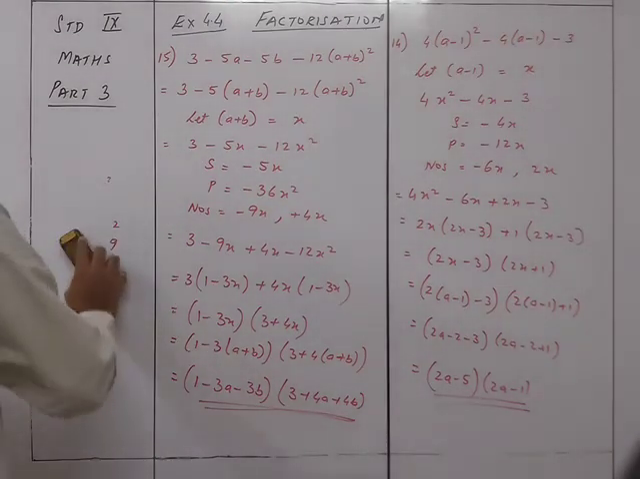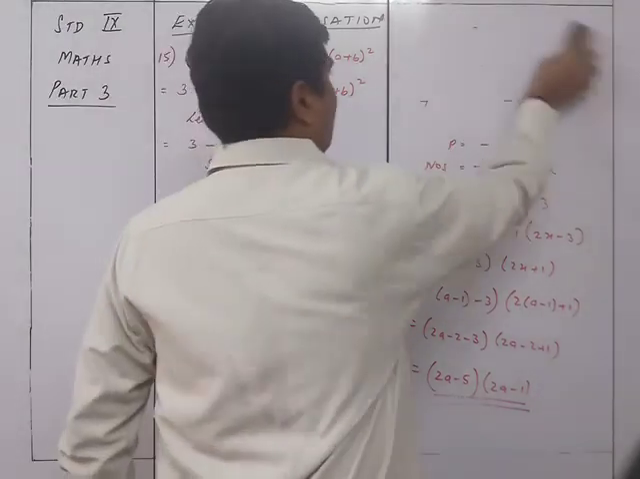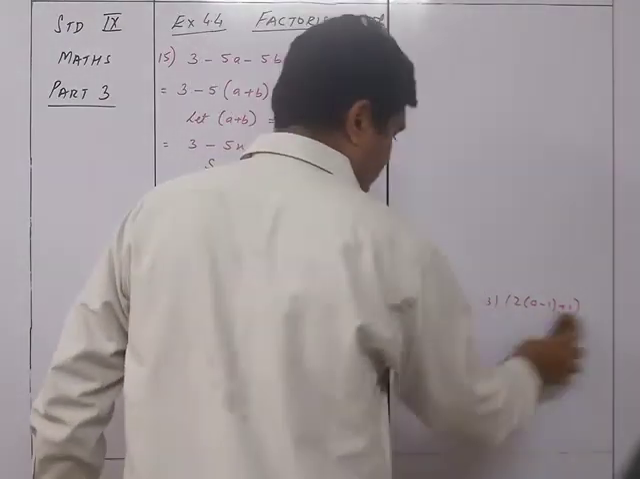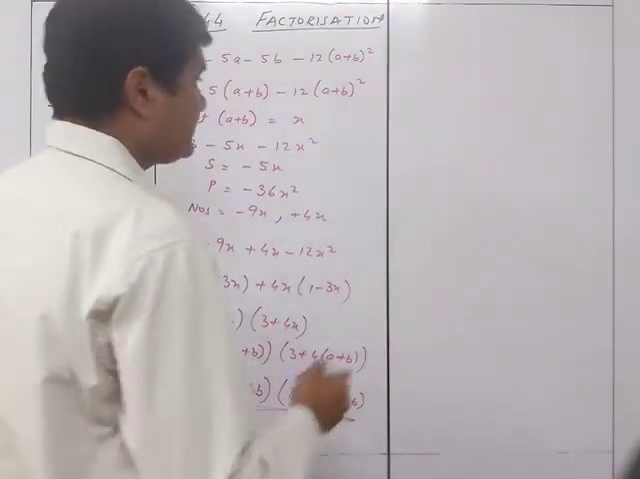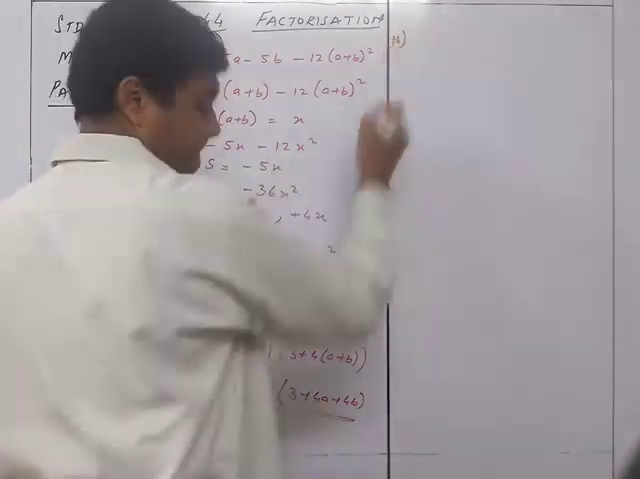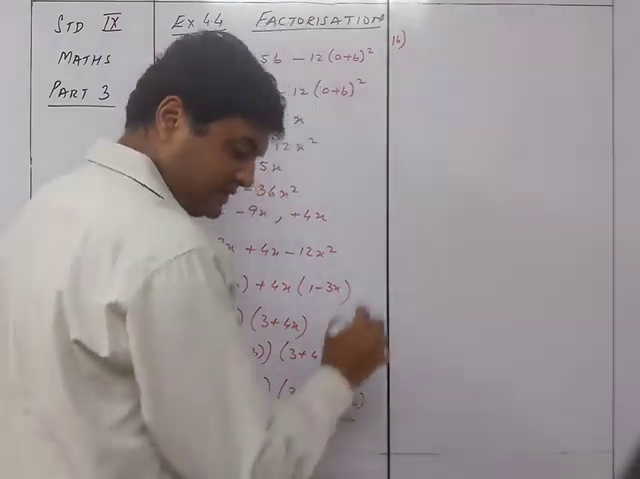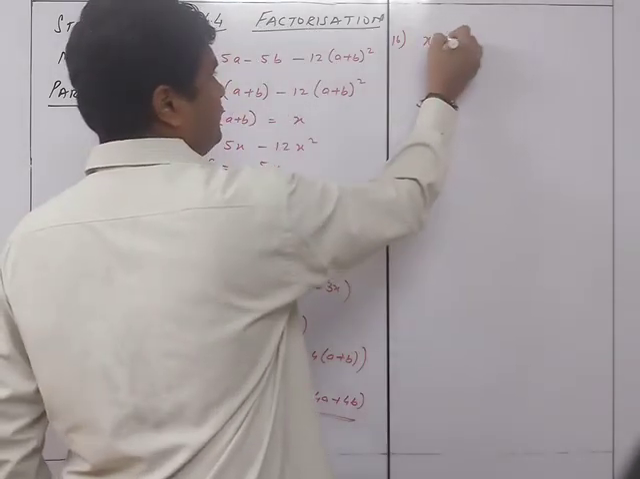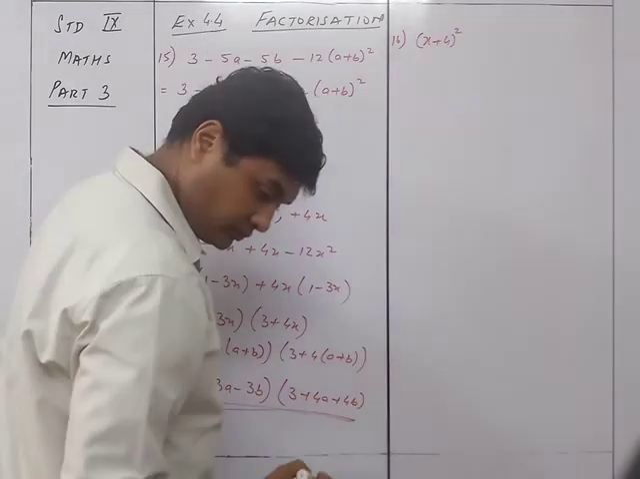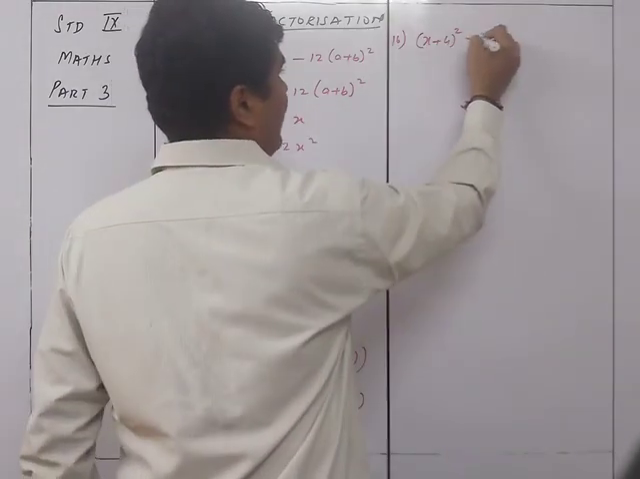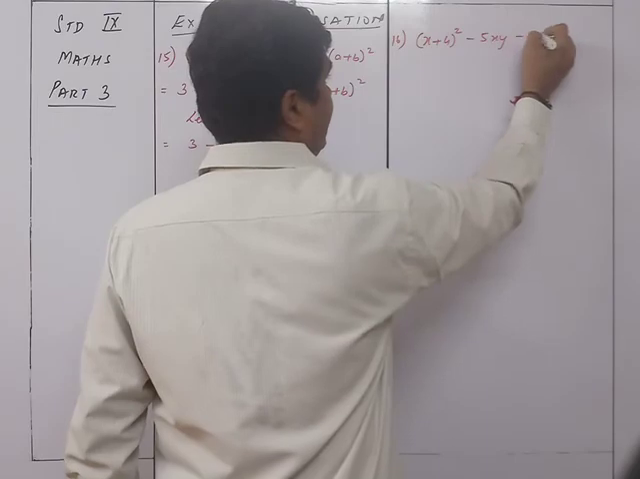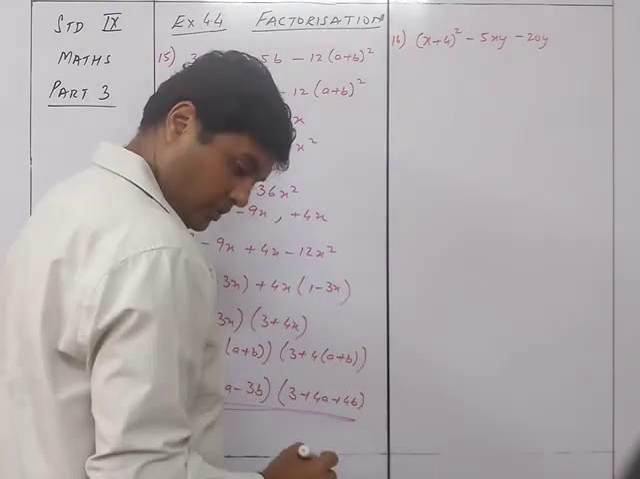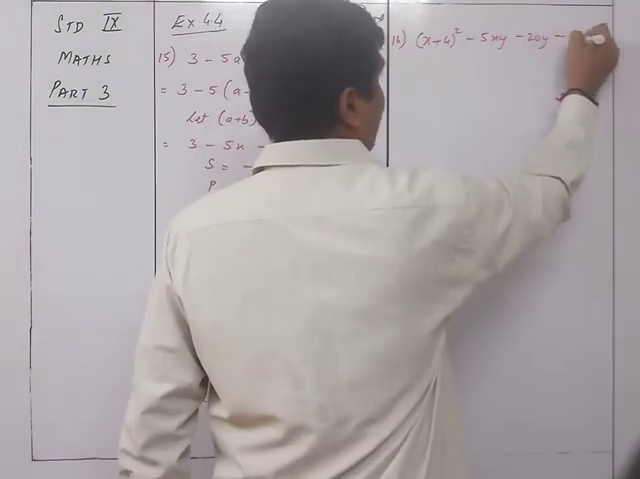We now start with sum number 16. I just complete the whole exercise in the same video so that you also have it in a better form. So sum number 16, it is (x plus 4) the whole square minus 5xy minus 20y minus 6y square.